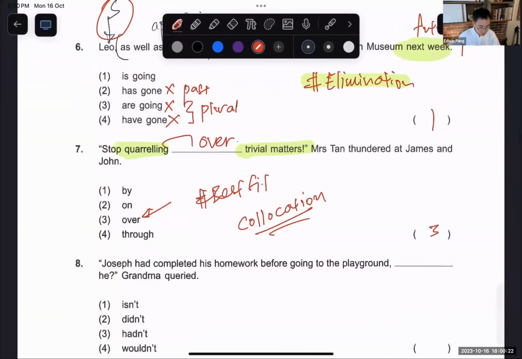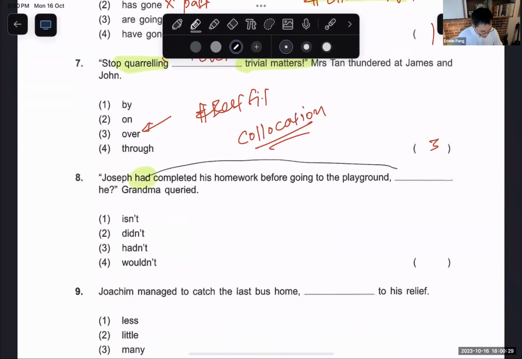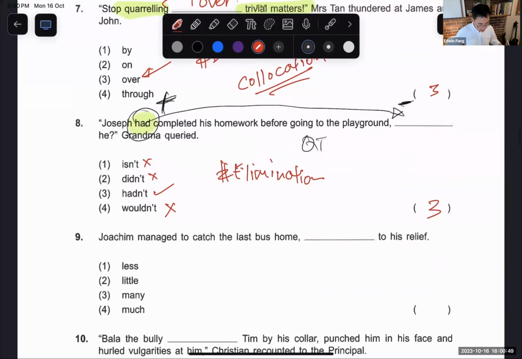Okay. Next, question 8. Joseph has completed his homework before going to the playground. Had completed. Therefore, this is a question tag, right? So this one, positive becomes negative. If it's positive here, it becomes negative here. So had becomes hadn't. Can't be this, can't be this, can't be this. Process of elimination. Had becomes hadn't. Okay? Pretty straightforward. Don't want to waste time here. Very easy. Move on to question 9.